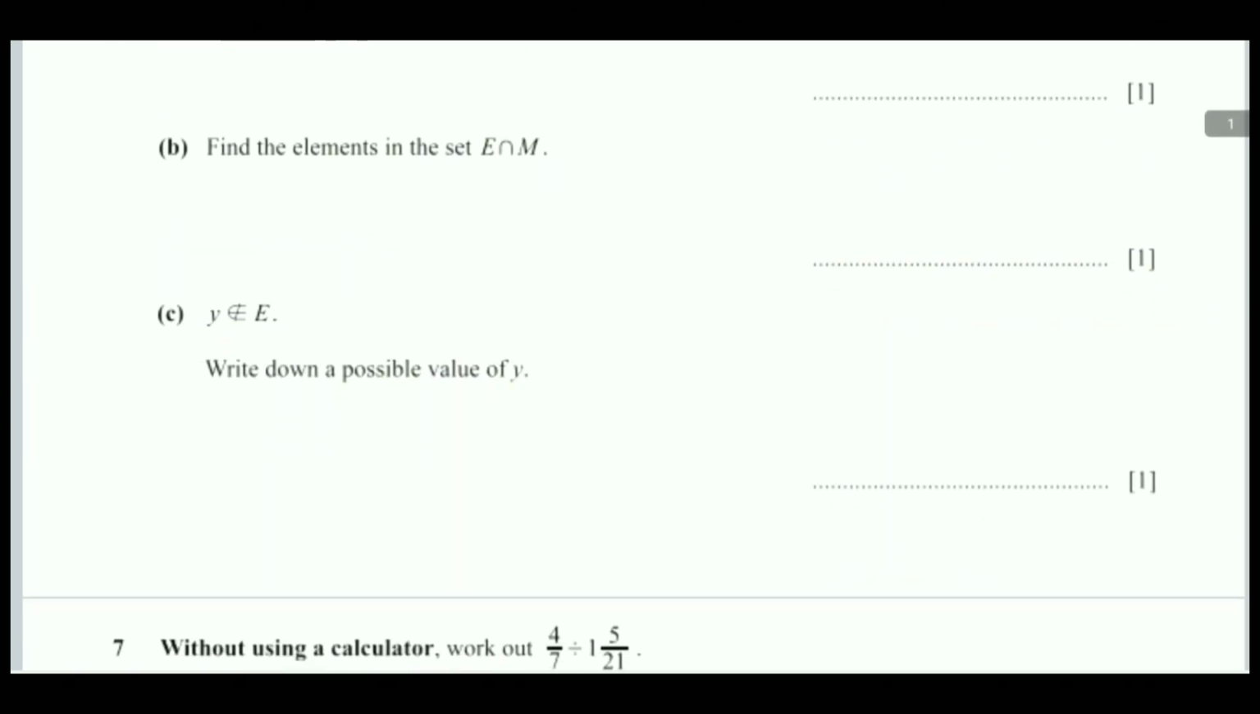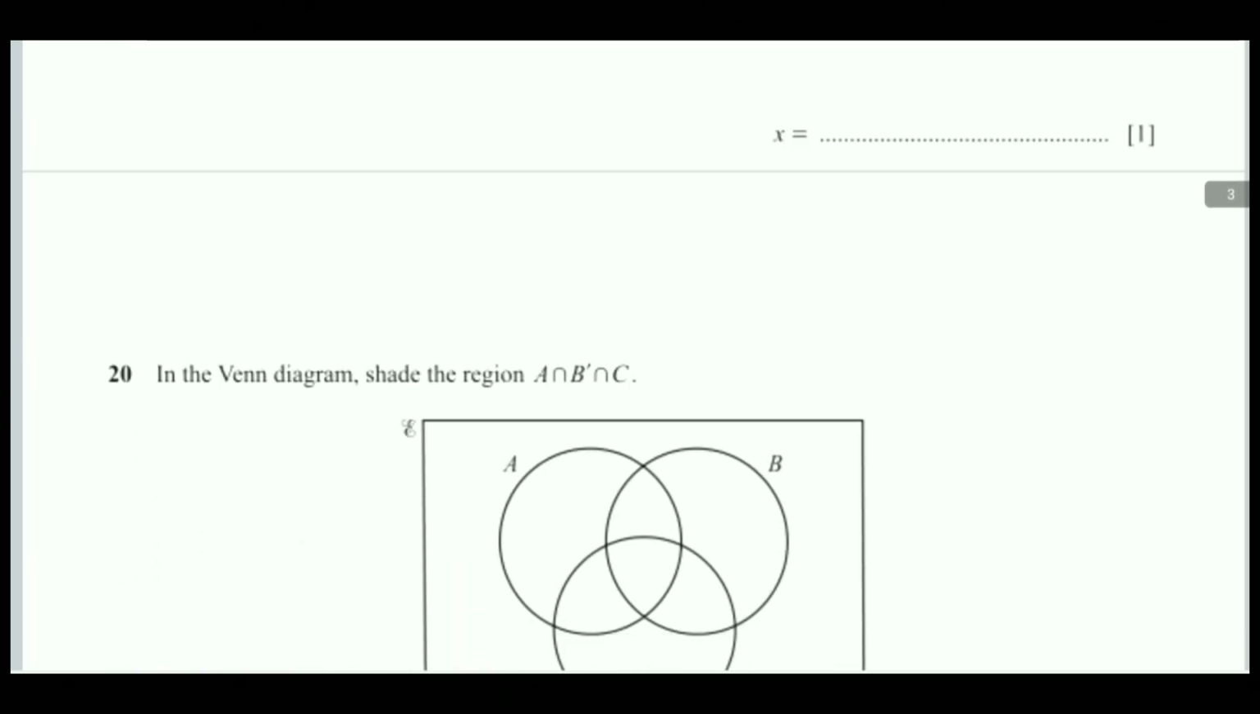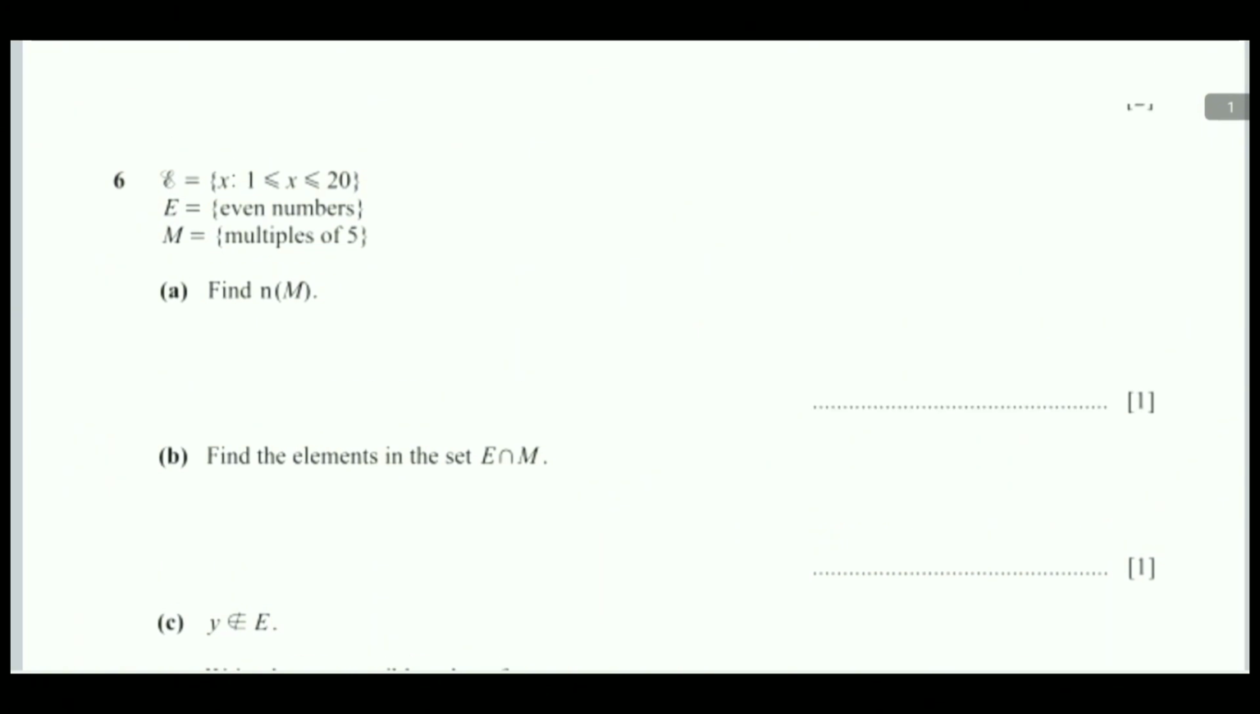These are the IGCSE topics. So there are three topics in this paper: sets and Venn diagram, fractions, and angle properties. So let's start.